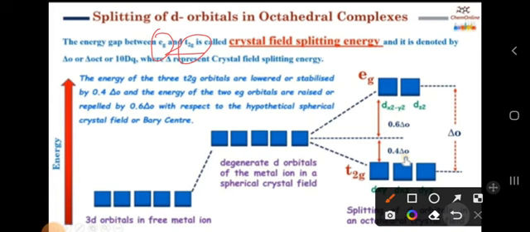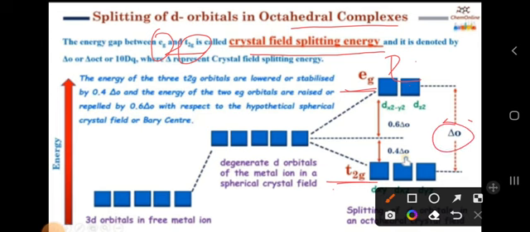So the energy gap between, this is nothing but Eg, and as you have seen, this is nothing but T2g. So this energy gap we call what here? Crystal field splitting energy. When it is split, it is crystal field splitting. It is denoted by, here we are speaking about octahedral complexes, so it is denoted by delta naught, or 10 Dq. So this delta represents what here? Crystal field splitting energy.